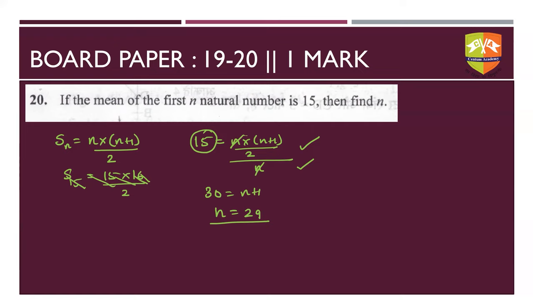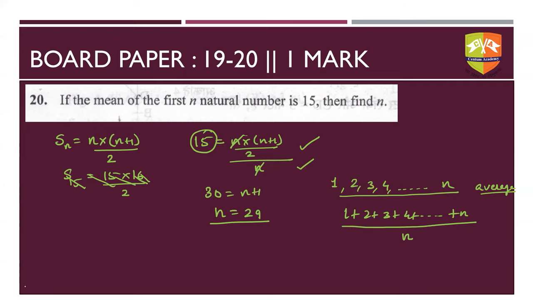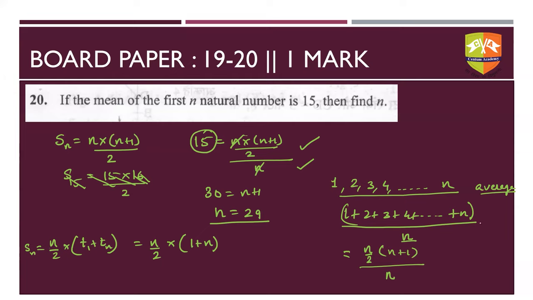You didn't understand? The question is to find the mean of the first n natural numbers. So 1, 2, 3, 4 till n. You have to find out the average of it, the mean. How to find out the average? 1 plus 2 plus 3 plus 4 plus up to n, divided by n. The sum of the first n natural numbers is this, divided by n. What is the formula of AP? The sum of n terms of an AP is n by 2 into (first term plus last term). Here n is the number of terms, the first term is 1 and the last term is n. So it is n plus 1, this is the sum, and then divide by n. It is given that this is equal to 15. So find out n. n comes out to be 29.